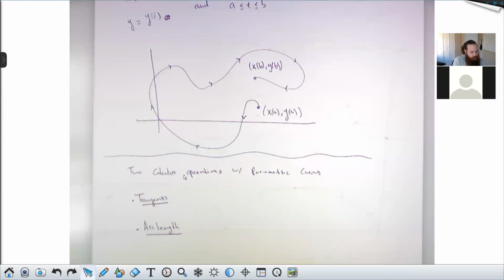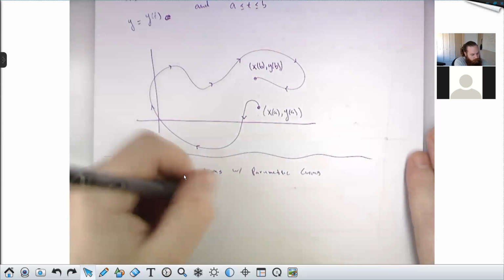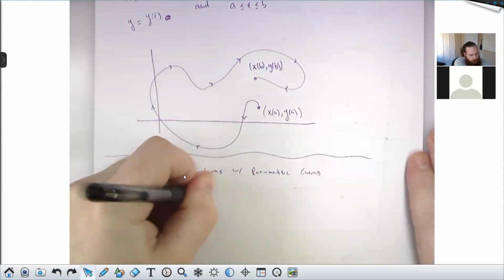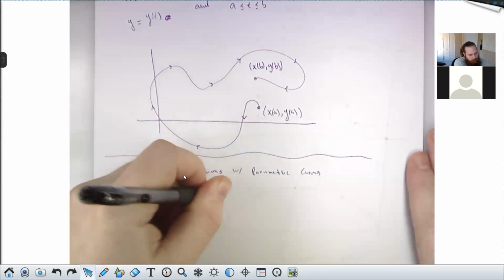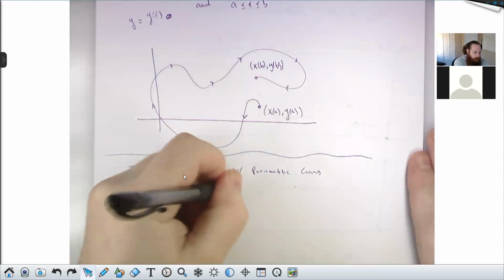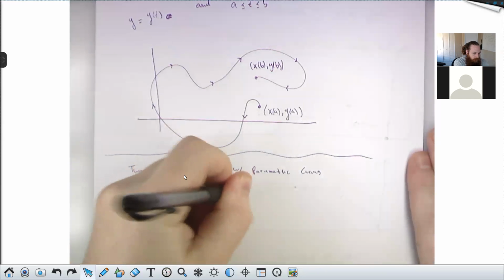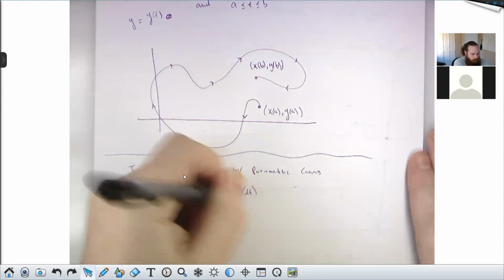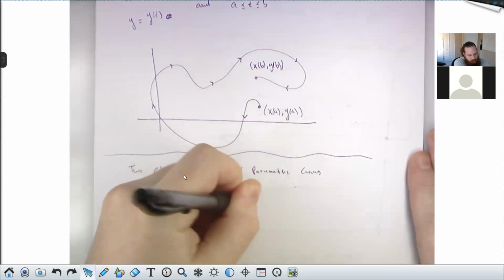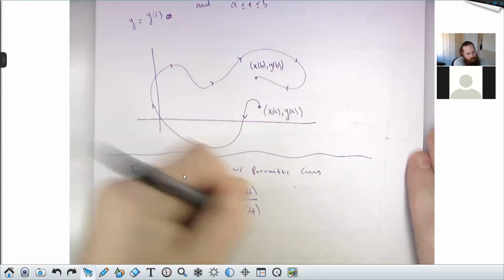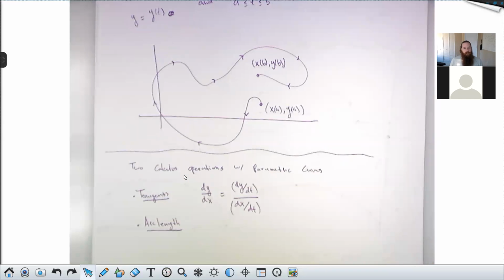The basic idea is this. For tangents, dy/dx, which is the slope of the tangent line, can be calculated as dy/dt over dx/dt. So if you want the slope of a tangent line to a parametric curve, you differentiate the y function with respect to time, you differentiate the x function with respect to time, and then you divide those by each other.